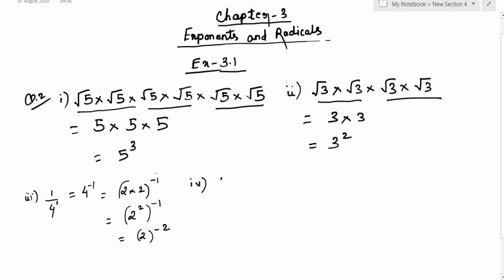Similarly, 9 by 64. We know that 9 is the square of 3. So 64 bhi kisi ka square hoga. 64 is the square of 8.